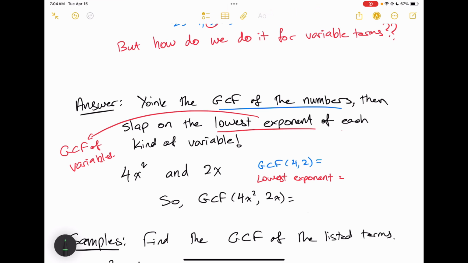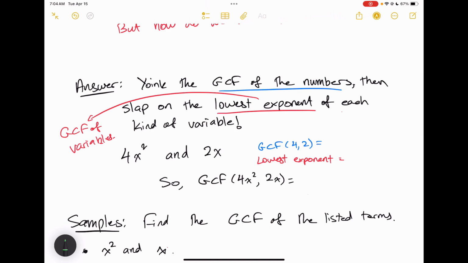The answer is as follows. We yoink the GCF of the numbers, as we've done before, and then we slap on the lowest exponent of each kind of variable. You may be confused by the slang, but let's go over it together. So let's see this. In this example right here of 4x squared and 2x, the first step is to focus exclusively on the numbers. So in this case, I'm working with 4, and I'm working with 2. This is a fairly simple GCF problem. The GCF of 4 and 2 is nothing more than just 2. Remember that the factors are the ones that are lower, not the multiples. Don't get that one mixed up over here.